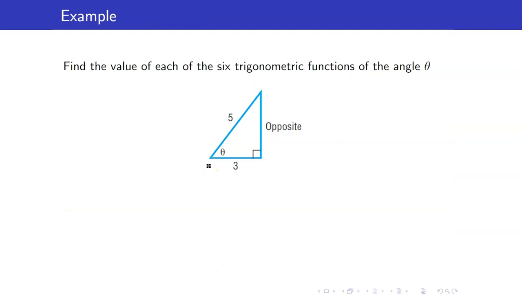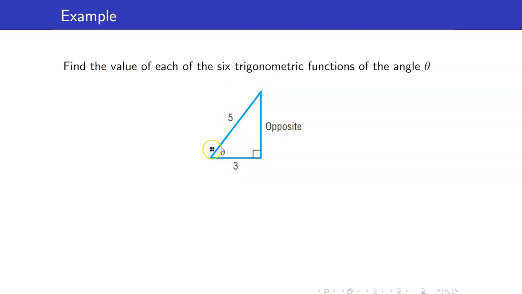For example, let us find the value of each of the six trigonometric functions of this angle theta. We have our right triangle here. The adjacent side of theta is 3. This is the hypotenuse, 5. And what would be the opposite side?